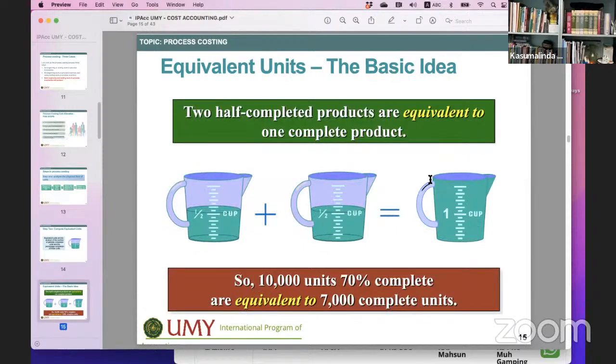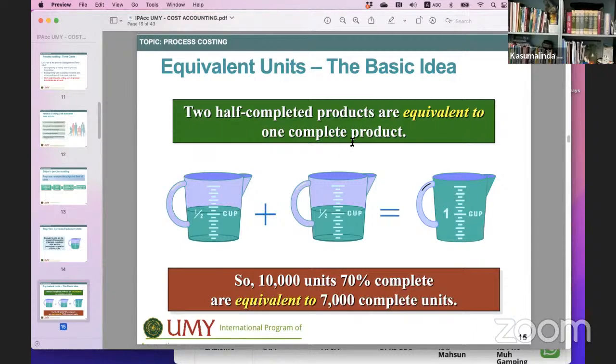We can use this glass of water as an analogy to calculate the equivalent units. Let's assume that we have two half-completed products. Two half-completed products are equivalent to one complete product. So let's use this glass of water. We have two glasses, and each glass is half full of water. Okay, if we combine this together, it equals one unit of full cup of water.